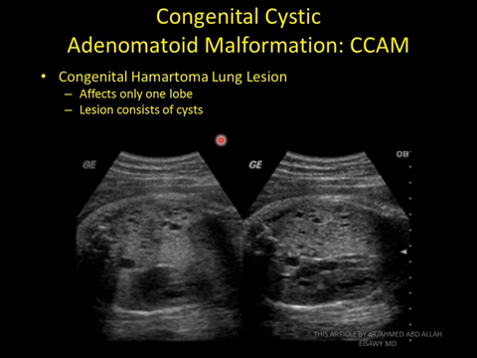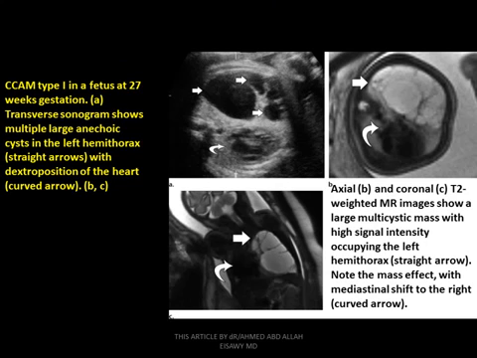Congenital cystic adenomatoid malformation, CCAM. Congenital hamartomatous lung lesion affecting only one lobe. The lesion consists of multiple cysts. CCAM type 1 in a fetus at 27 weeks: transverse sonogram shows multiple large anechoic cysts in the left hemithorax, with juxtaposition of the heart. The heart is displaced to the other side.